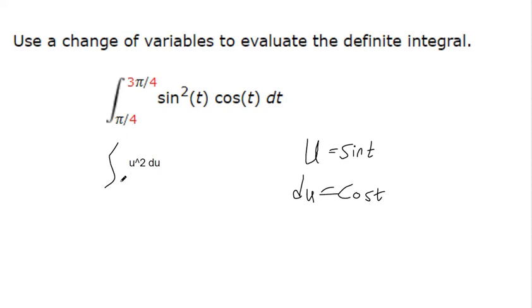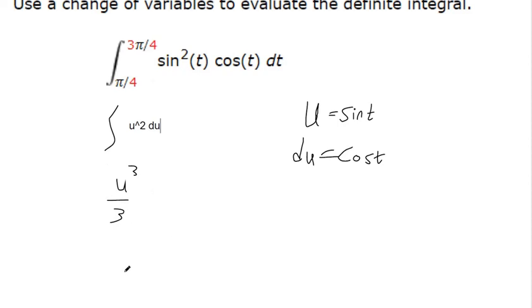So the easiest way to handle that is to wait until you put things back in terms of t, not x, sorry. So I'm evaluating an indefinite integral right now. Power goes up by 1, so that's u to the third over 3. And then we evaluate that from pi. Oh, wait, sorry, not yet. Now we've got the antiderivative. Now we can put it back in terms of t. So u is sine of t. This is sine to the third power of t. And then we evaluate that from pi over 4 to 3 pi over 4.